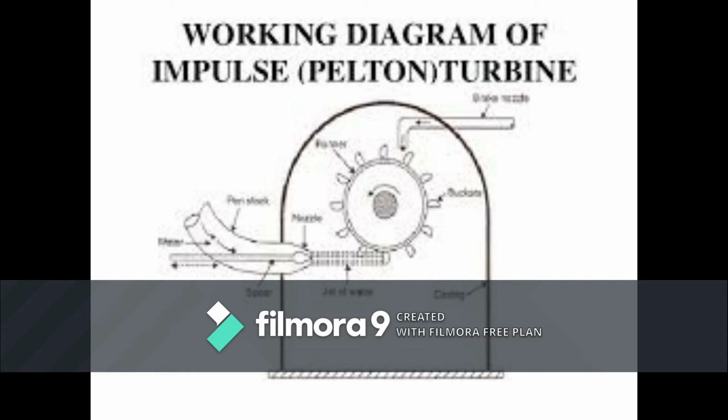Now, the other name is tangential, because the water which falls on the buckets or the vanes falls tangentially. That is the other name. The Pelton wheel is also known as the tangential impulse turbine. Now, we'll start with the construction and working of the impulse turbine.